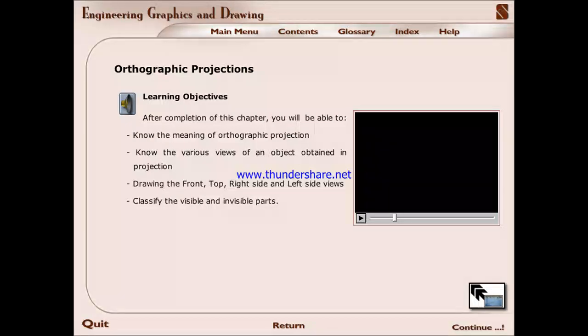Now we will explain what the applications are in industry and machines, etc. We will observe.